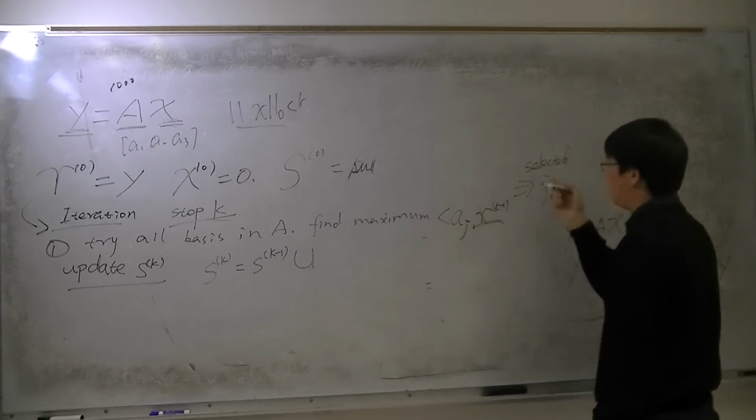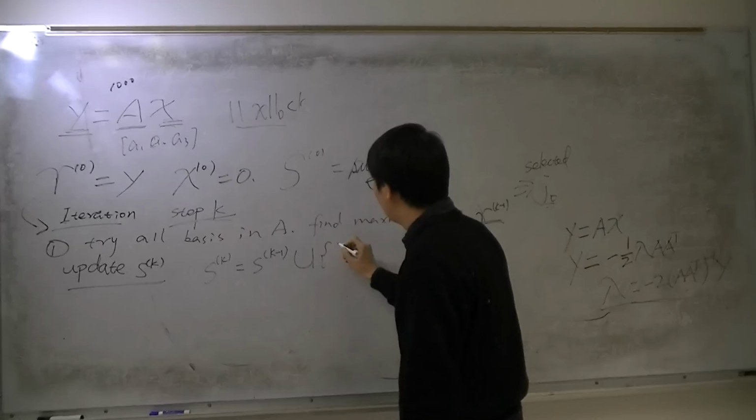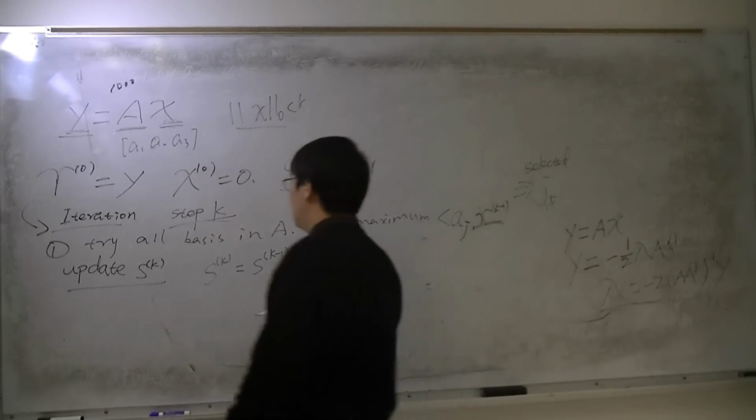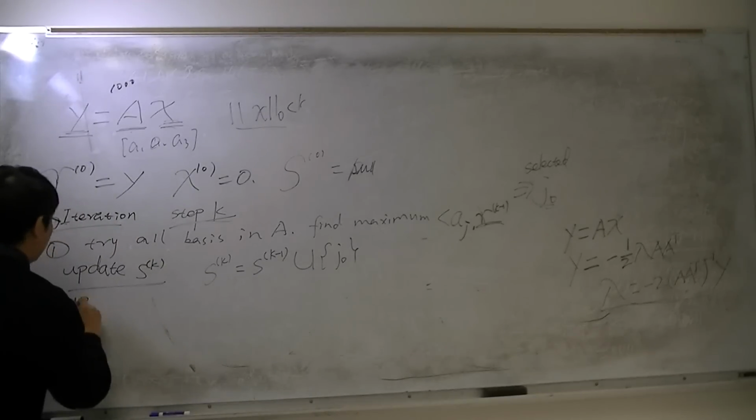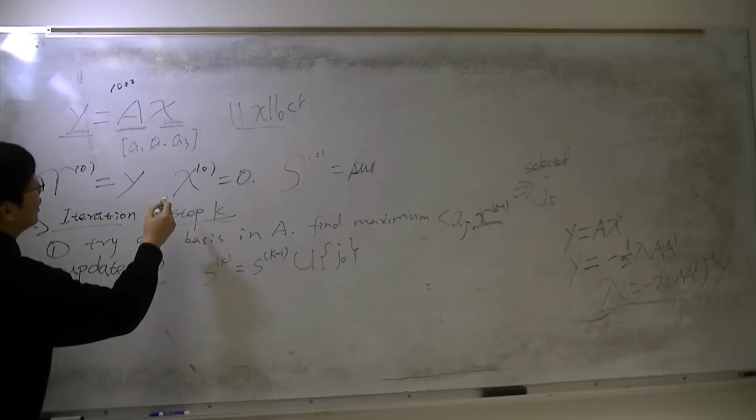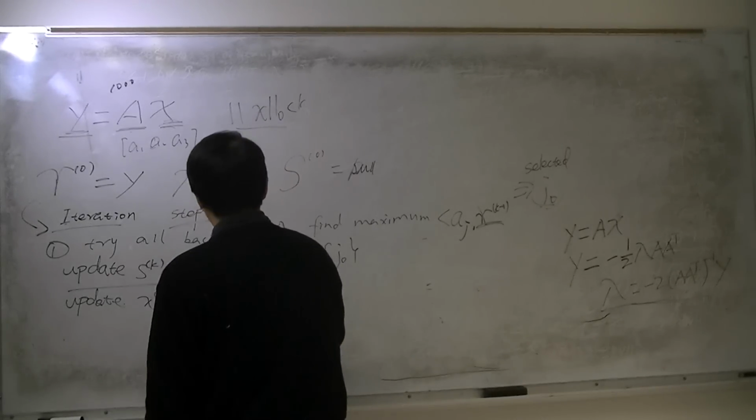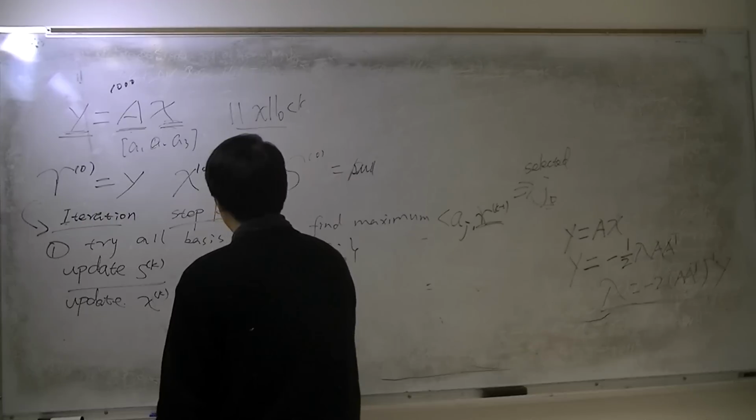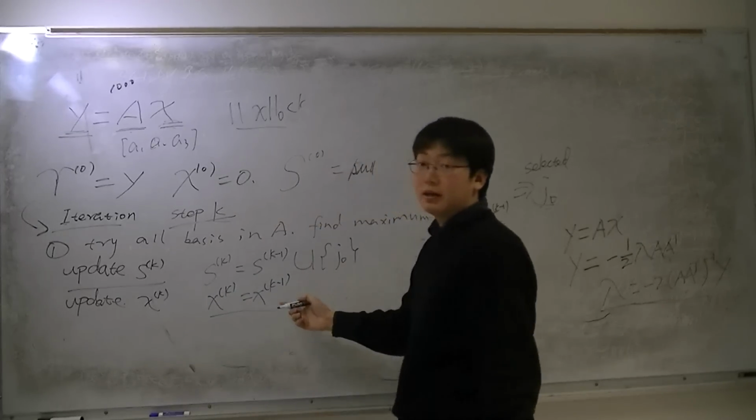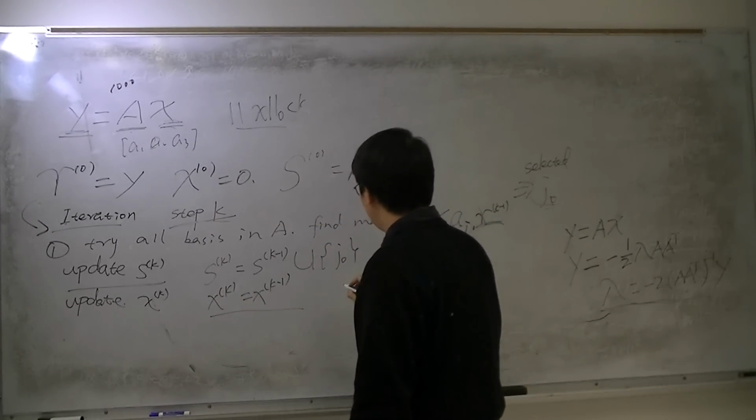After this calculation, find selected is 0. So we will put the selected basis into our support, and we will update the coefficients xk, and the xk also equals first one. We give the last step's coefficients to the current coefficients.